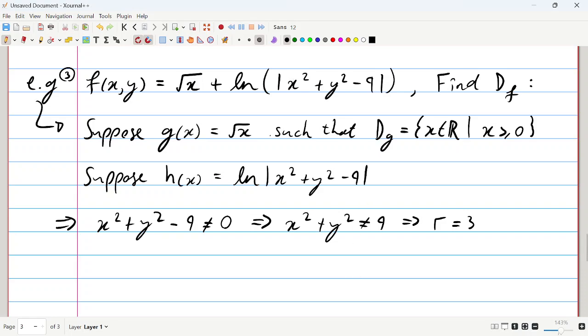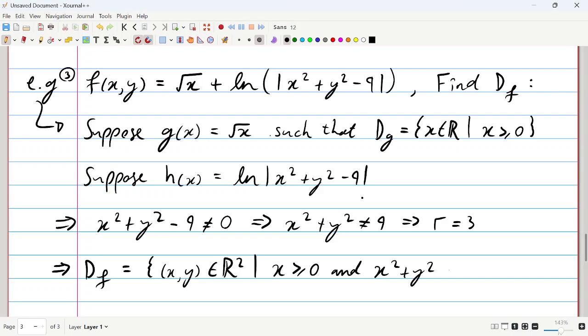So therefore, what this is going to imply to us is that the domain of f is just going to be where we have (x, y) is an element of the real numbers in the third dimension, second over there, where we will have x must be greater or equal to 0, and remember we're intersecting because it's a combination of functions, and we will have x squared plus y squared is not equal to 9. And then we can end off there with the domain.